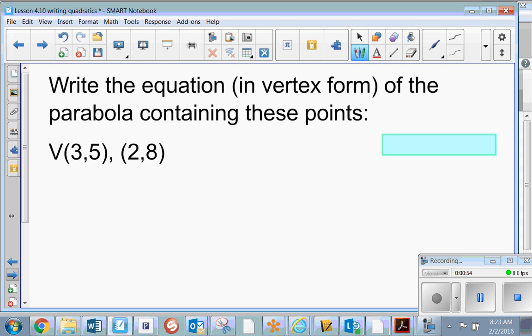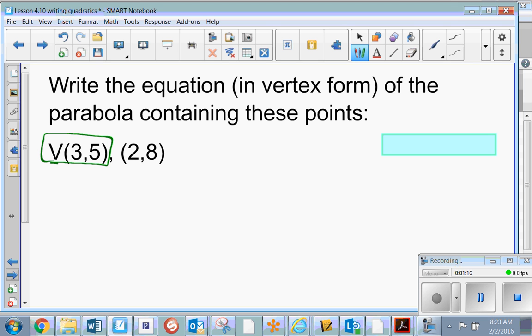Write an equation in vertex form of the parabola containing the points. Now, what do you think this V stands for in front of this particular point? Vertex. So that's the vertex, and it also goes to the point (2, 8). Write an equation in vertex form.